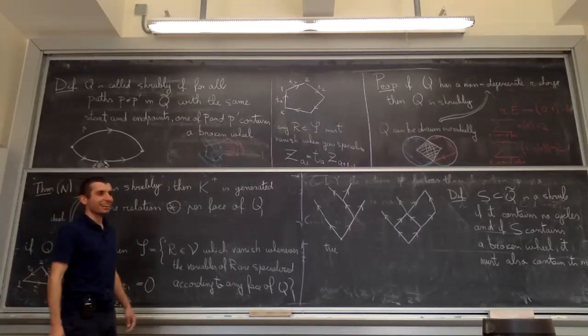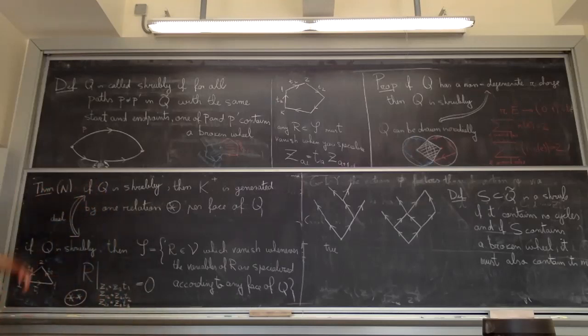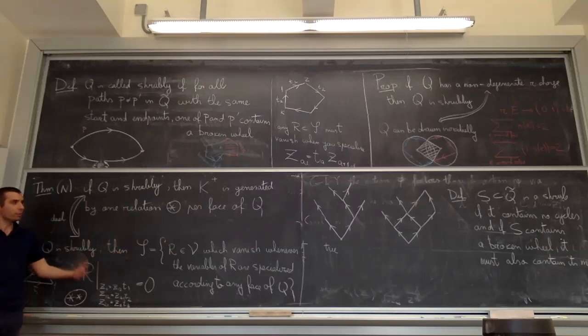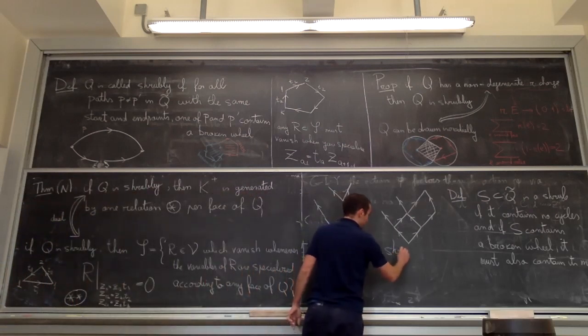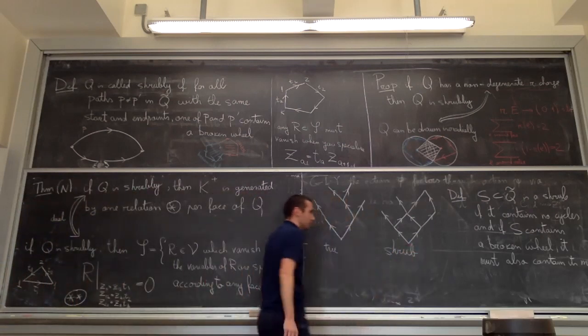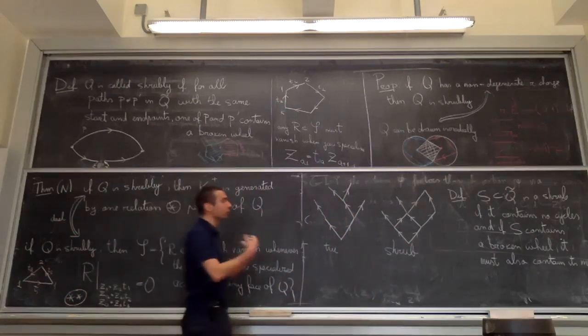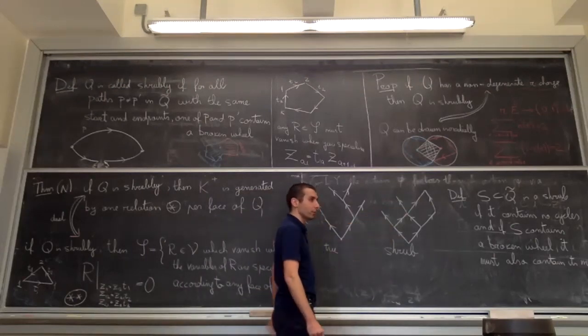Joke aside, shrubs are important for proving this statement rigorously. And the property of the quiver being shrubby is the fact that shrubs have certain very specific features. So the shrubbiness of a quiver is something which allows me to deduce lots of properties of a shrub, which is defined as a subgraph of this with this property.